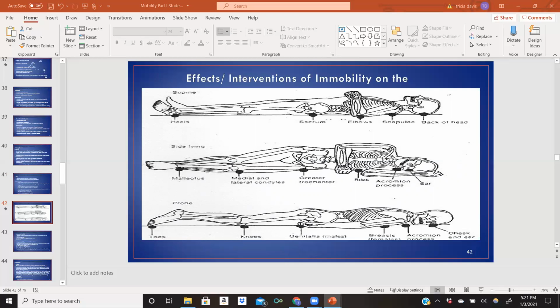And if they're laying on their side, they have the malleolus there, which is the ankle bone. You have your medial and lateral condyles. You have that hip there, the greater trochanter. You have the ribs. You have your acromion process, and then, like I said earlier, your ears.